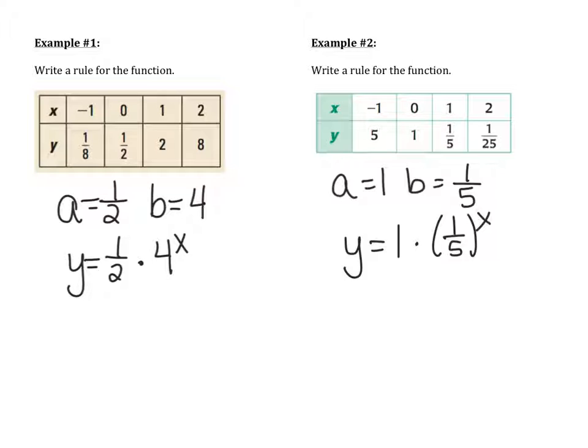So which one is which? Which one is the growth and which one is the decay? So since our b value is greater than 1 here, this would be a growth model. Since our b value was less than 1, a number between 0 and 1, this would be a decay model since it was getting smaller.